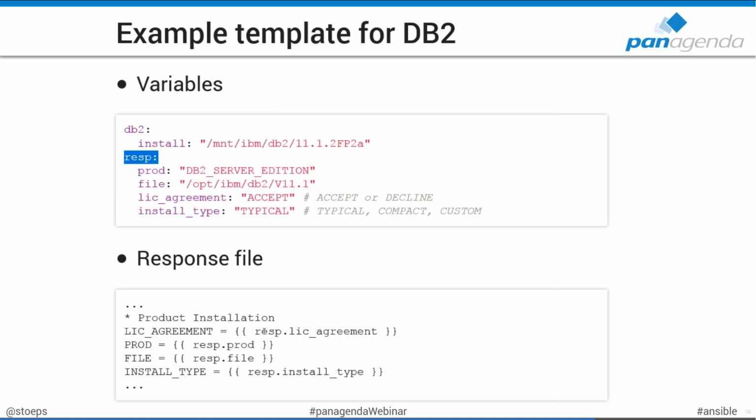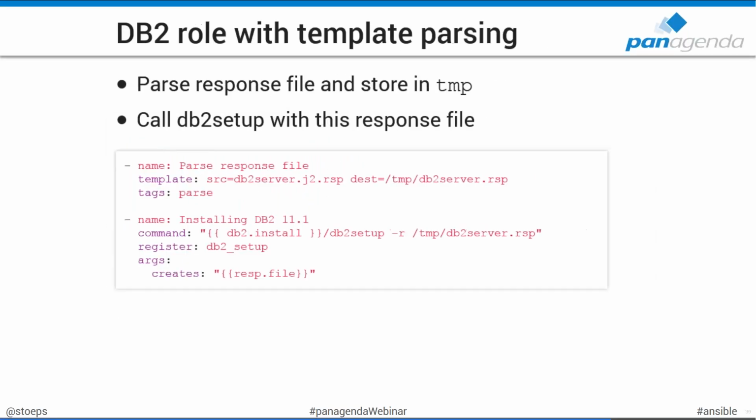So here resp.license_agreement. Resp is that one, that's YAML. License agreement is this one. So resp.license_agreement accept. That's okay. Then prod is DB2 server edition. File is the target for our installation, and the installation type is typical, compact, or custom, whatever you want, and the version where the software is extracted. Then we parse that response file into temp, and after that we call the db2 setup and give it the parsed response file as an option for the installation.